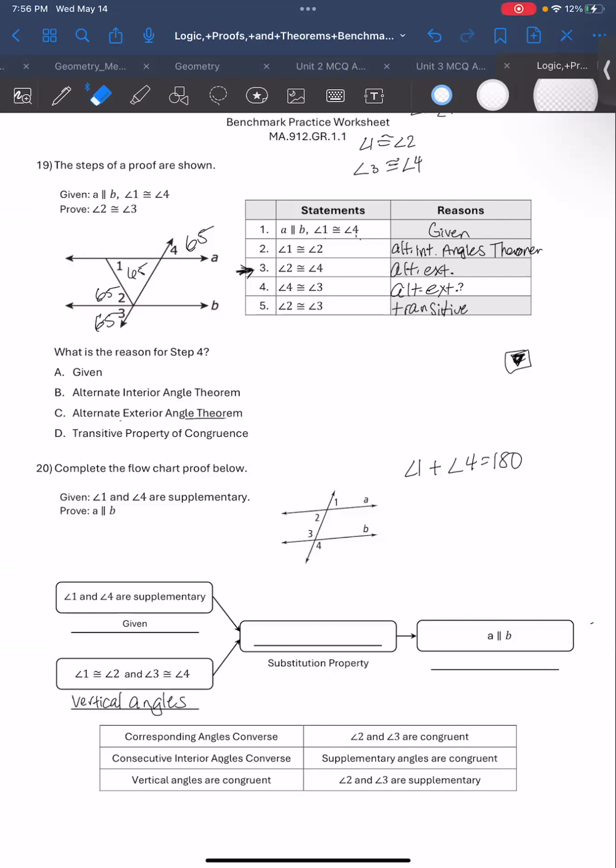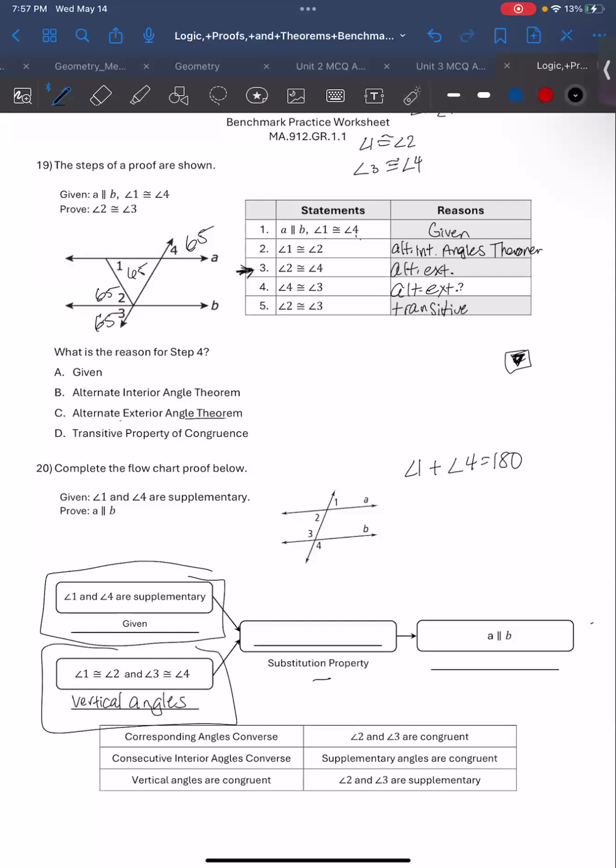So now in this case, I'm given the reason, but I need the statement. Okay. So now I'm going for a combination, right? This is what the flow chart does, it gives you 2 separate reasons, and then it's going to combine it for you into 1. Okay, so knowing that 1 and 4 are supplementary, and knowing that 2 is congruent to 1 and 3 and 4 are congruent, what would I be using the substitution property to say?